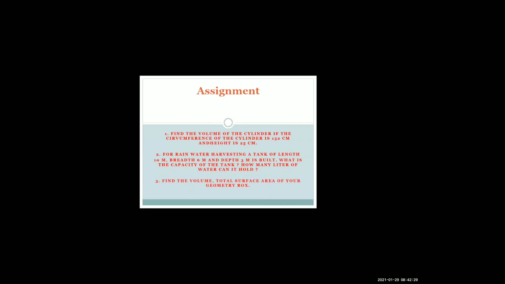Okay. Now, this question is going to be interesting for you. Take your geometry box. Your geometry box is in a cuboidal shape. Find the length, breadth, and height of the geometry box. After calculating them, use the volume formula. What is the volume formula? L into B into H. So you find the space inside it. How much space does your compass box have? You have the formula length into breadth into height. Okay.